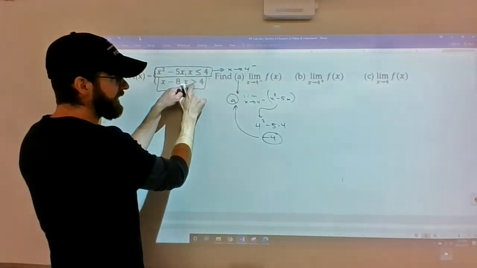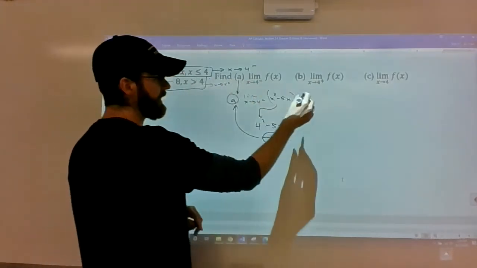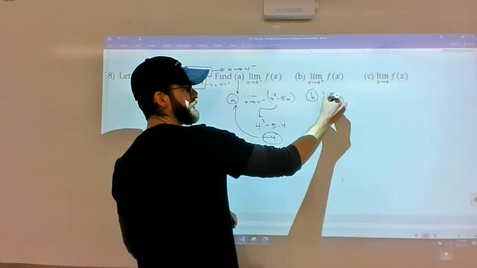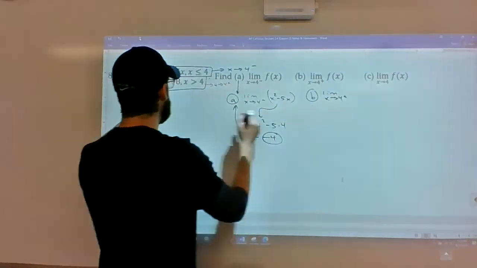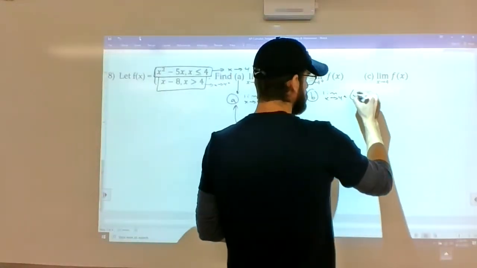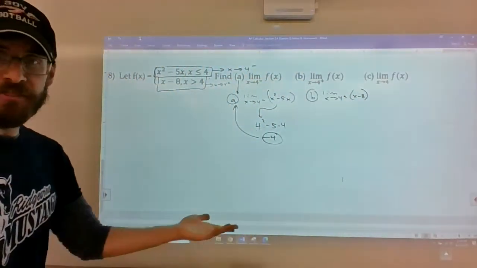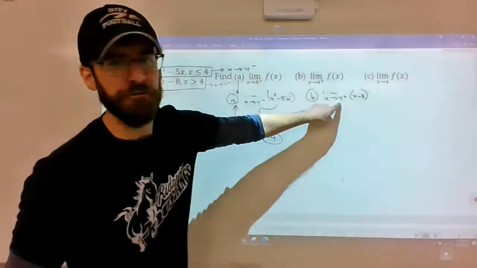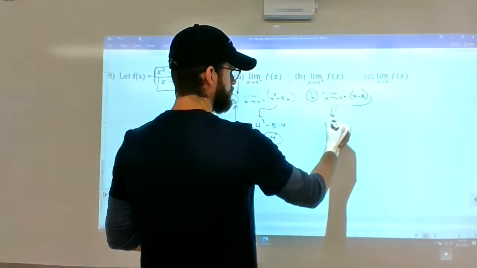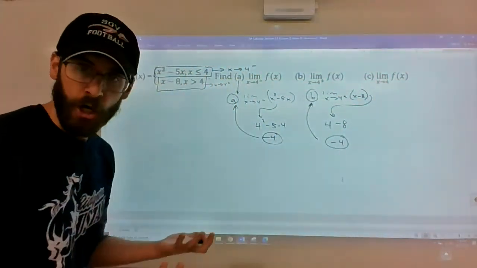Limit greater than is the x approaches 4 from the right, so that's the one we would use for B. So you'd say, what's the limit as x approaches 4 from the right of 8x minus 8? Again, there's no domain issue there. Plug in 4 here. It also equals negative 4.